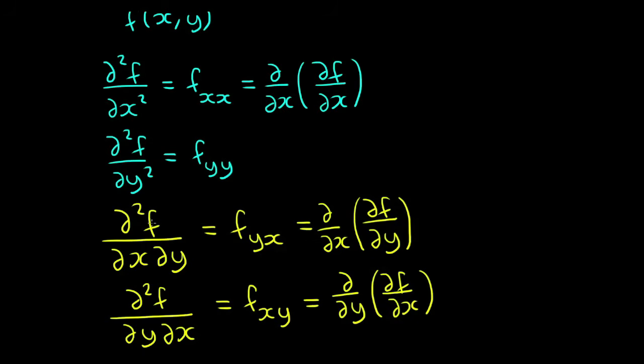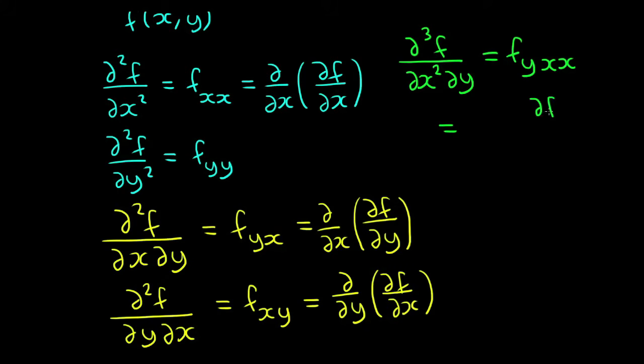And we can also have higher order partial derivatives. So we may have the third partial derivative of f with respect to x, and again with respect to x and y. So in this case, we differentiate with respect to y first, then with respect to x, and again with respect to x. So this can be written as df dy, which we differentiate with respect to x, and then we differentiate again with respect to x.